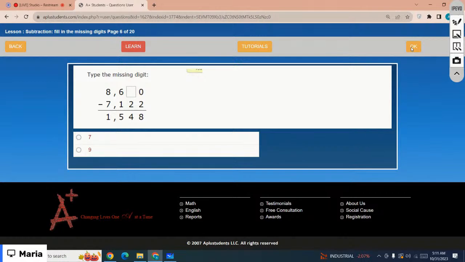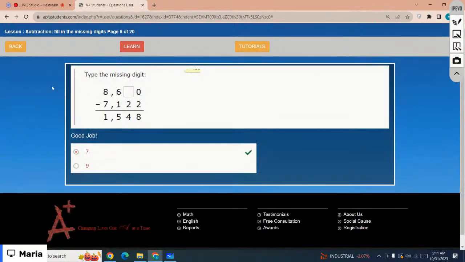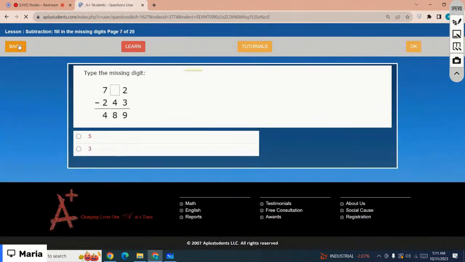The missing one is 7. Not 7, it is 6. You don't have any option 6, that is 7. Okay, you can complete the lesson by yourself later today. Let's just move on to next lesson.